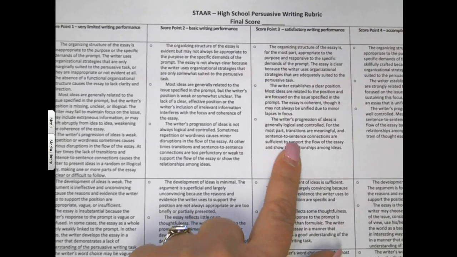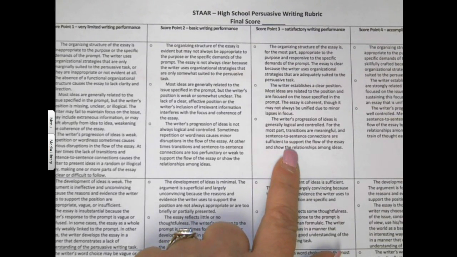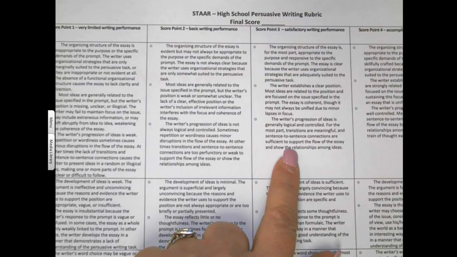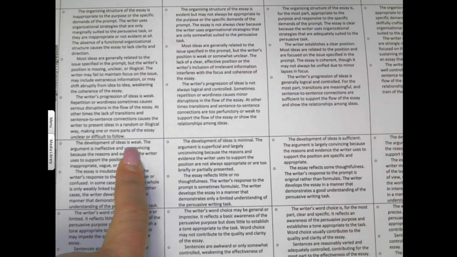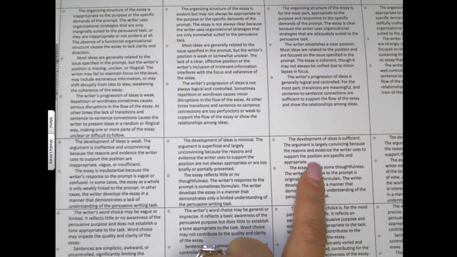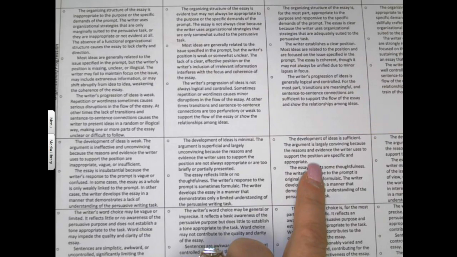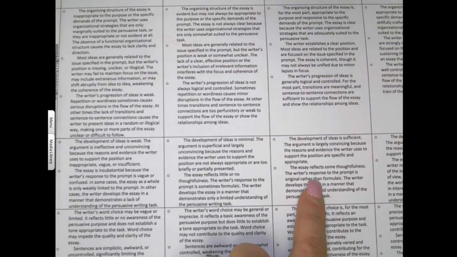The third subcategory in organization and progression is your ideas. Did your ideas make sense, how you put them together? Did you have transitions that went from paragraph to paragraph and sentence to sentence? So is your whole essay connected and does it have flow like music? The next category is development of ideas. Did you have enough detail? Did you make your point? Did you persuade the reader to come to your side? So we have development of ideas is weak, minimal, or sufficient. Okay? The argument's convincing because the reasons and evidence that you chose were very specific and appropriate to what you were trying to persuade the reader to do or think.